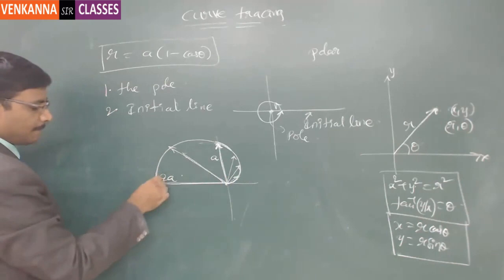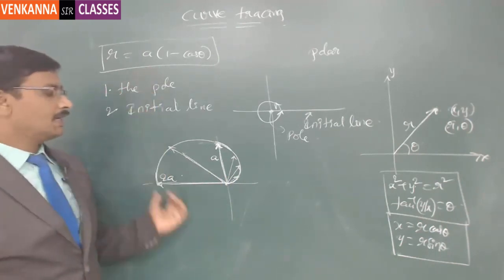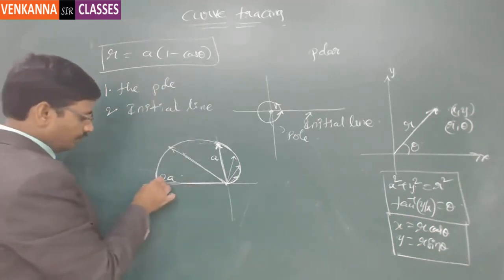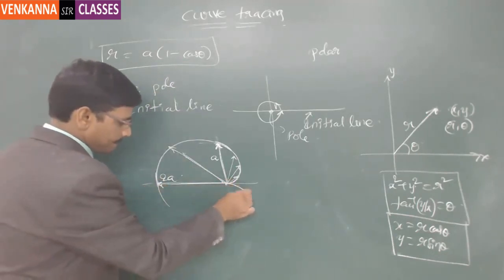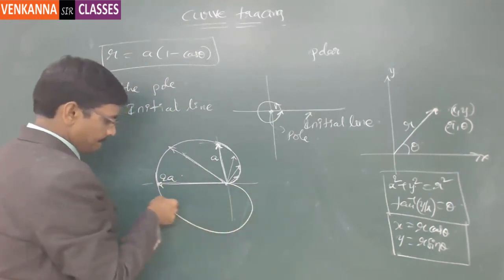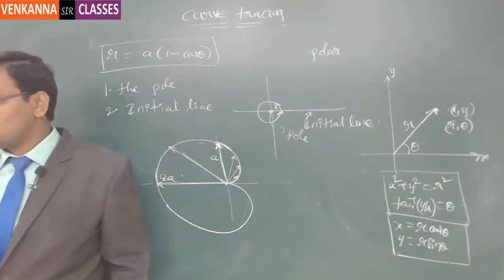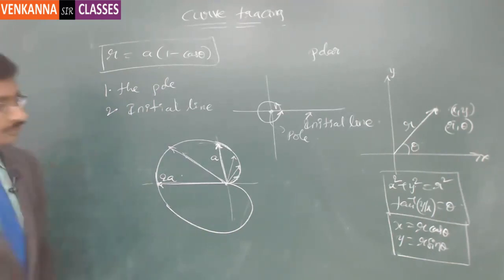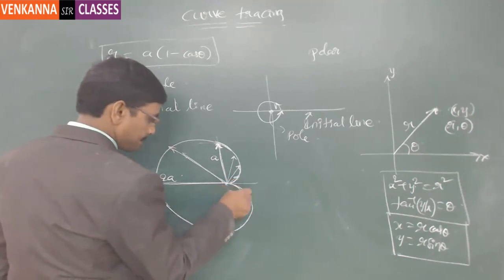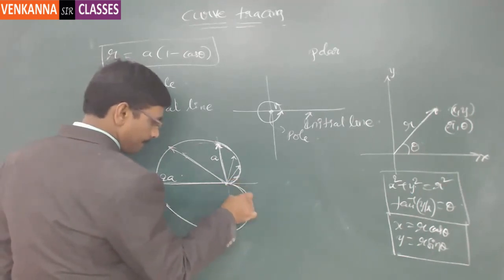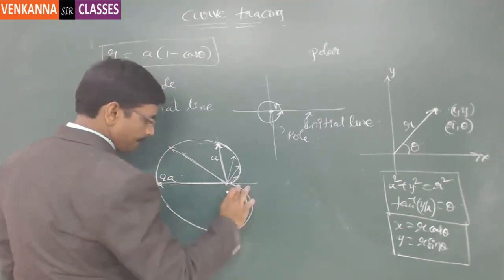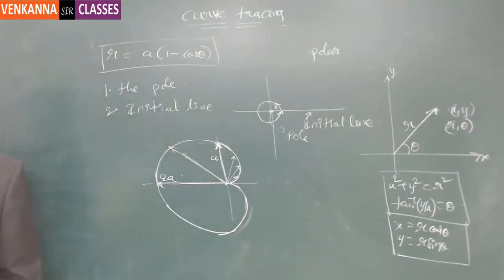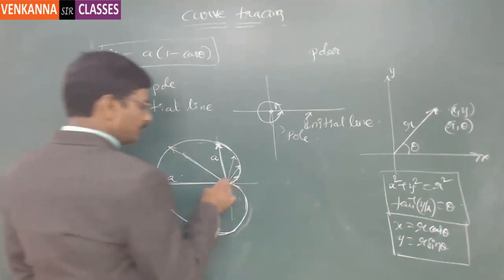Now if you again keep on increasing the value, this will be symmetric about the initial line. So this is the kind of shape that you are going to get. Got it or not? Got it? So symmetric about the initial line.